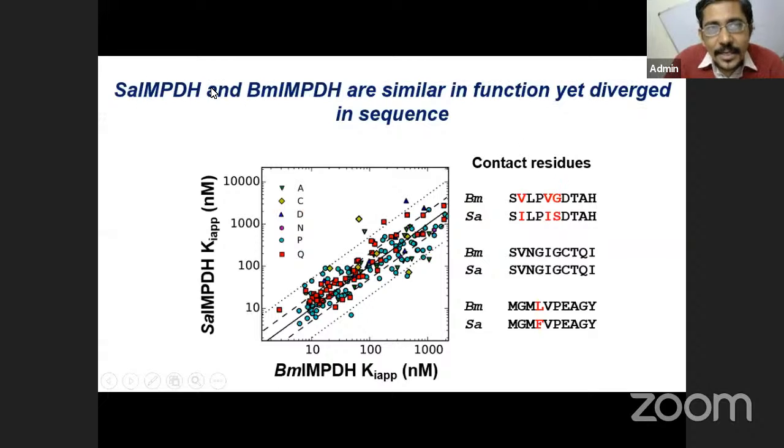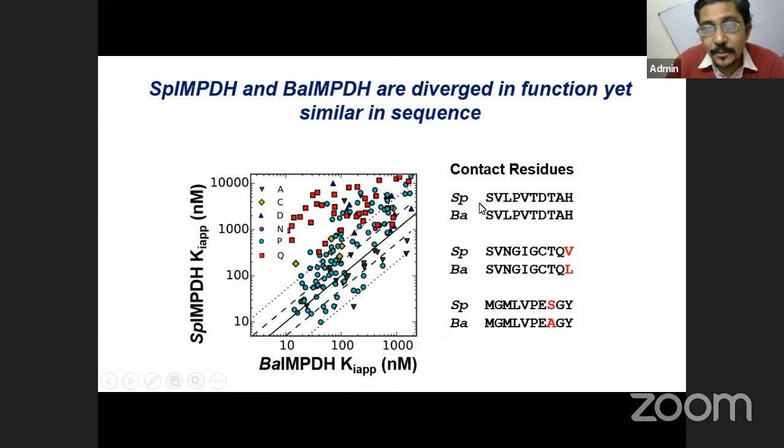Here is the assay for Staph and the BM, and they are very similar in function, yet divergent in sequence. This is something I am trying to show here: the compounds which we have developed against Staph should also be active against Baumannii, another pathogenic bacterium. The same thing is over here.